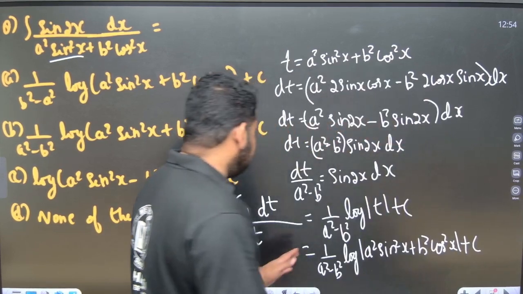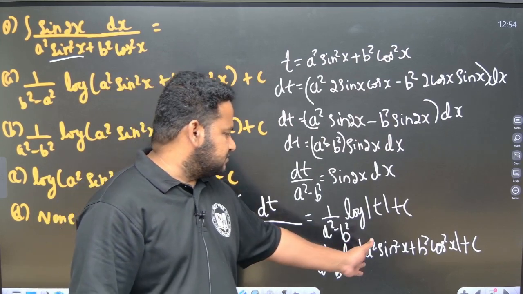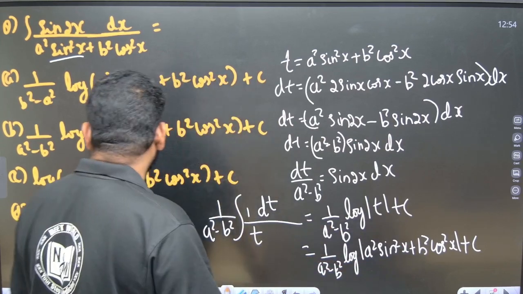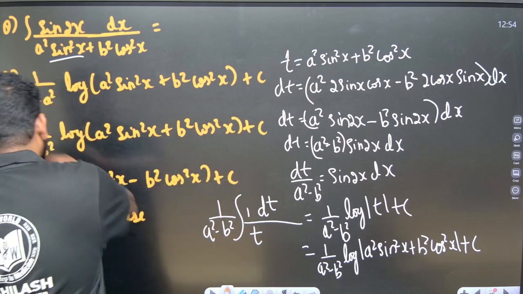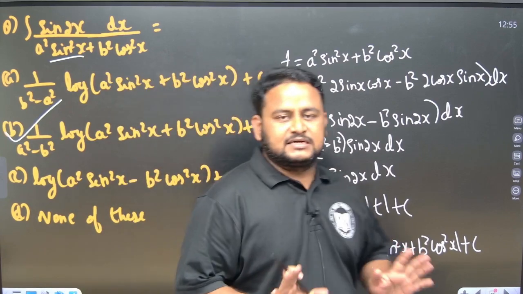Okay, so if you see 1 by a square minus b square log of a square sin square x plus b square cos square x plus c, which is the option? That is option B. Option B is the correct answer, friends.